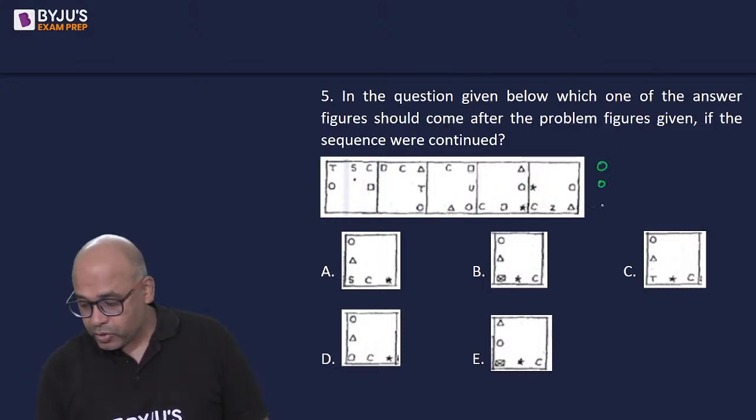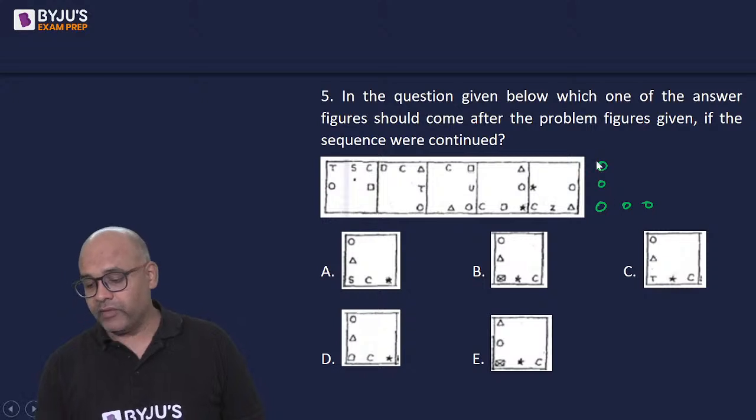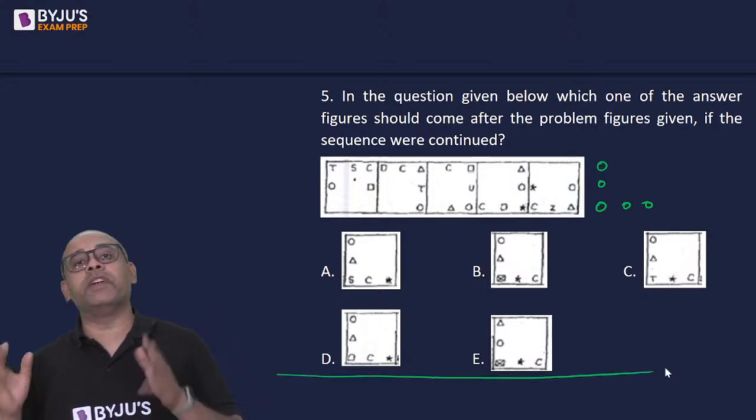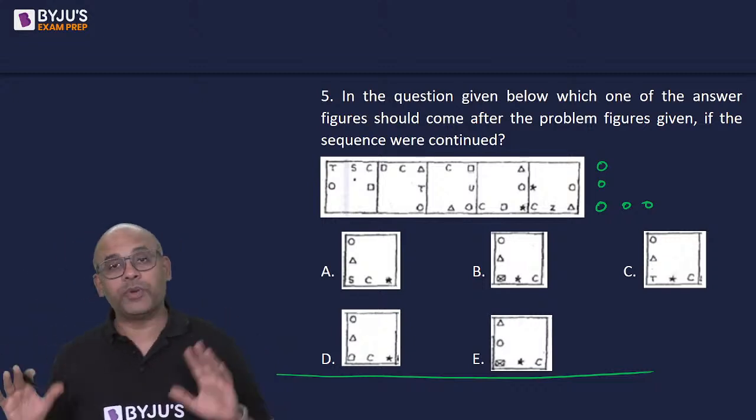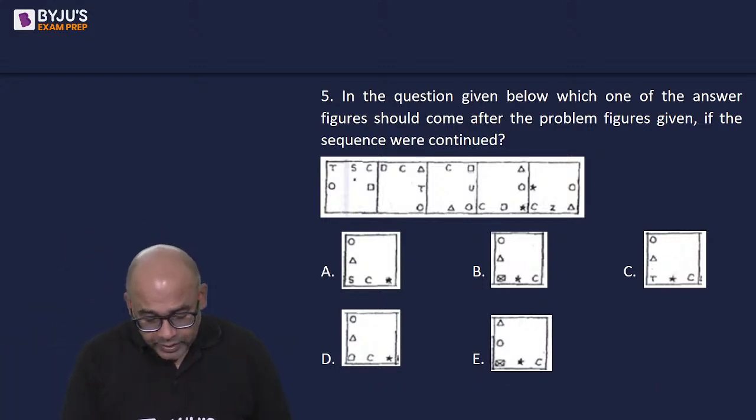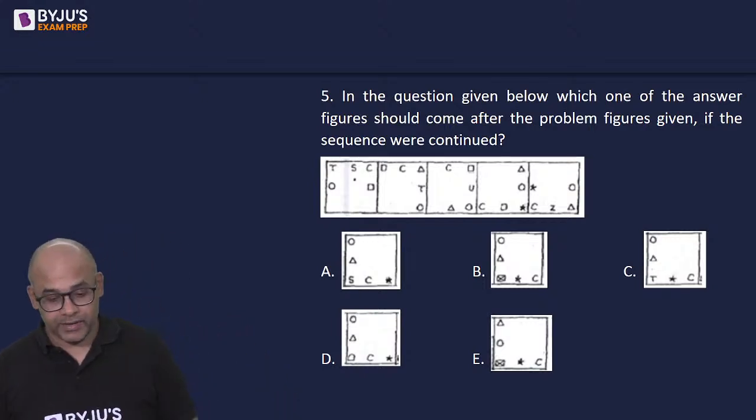So there should be 1, 2, 3, 4, 5. This is how it should be. And clearly all of them are fitting the same description. Unfortunately, I can't eliminate any answers. All options are like that. Great. Now let's look at how the symbols are changing.